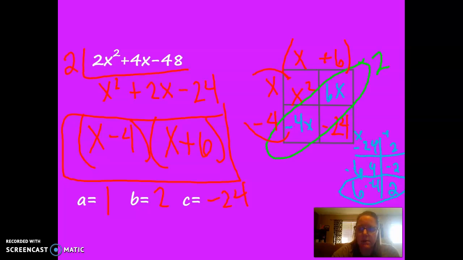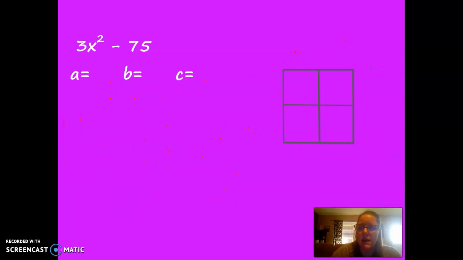And our final example is technically a binomial, but it's still a quadratic because it's to the second power. So what does that mean about my middle term? Exactly, it's 0. So our C term, our constant, is negative 75. My pen has stopped cooperating. And my A value in this case is 3. Well, I noticed something. 3 and 75 are both divisible by 3. So I am going to take this whole section and get it out of my way.